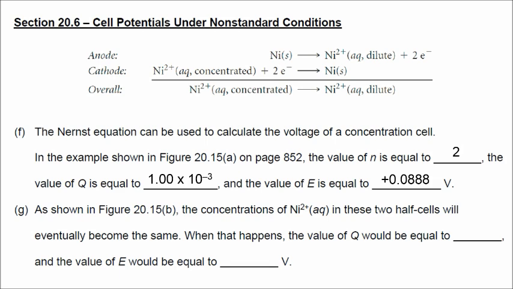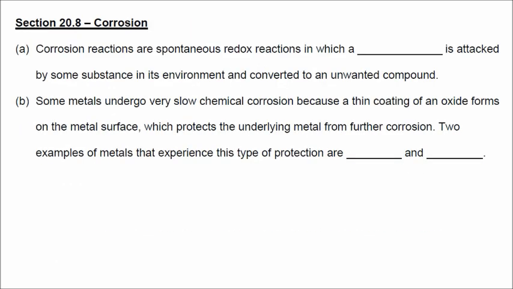The concentration of nickel in the two half cells will eventually become the same. Q will equal 1, and the value of the cell potential will become 0. Because, again, you can't have a cell potential with nickel if the two concentrations are the same for the same metal.